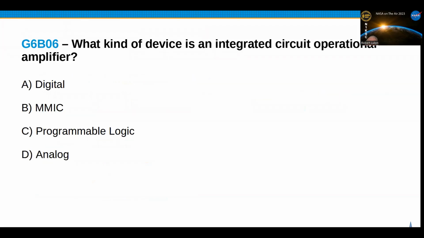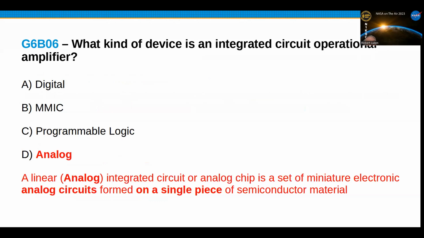So what kind of device is an integrated circuit operational amplifier? Anna? Here.